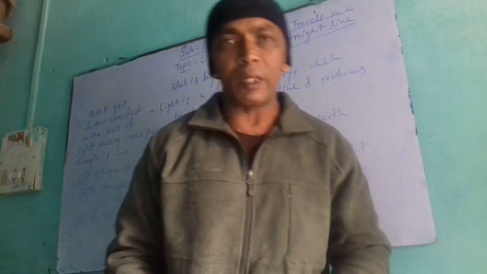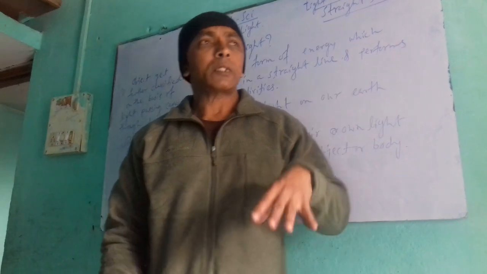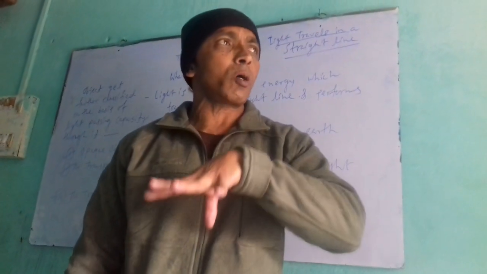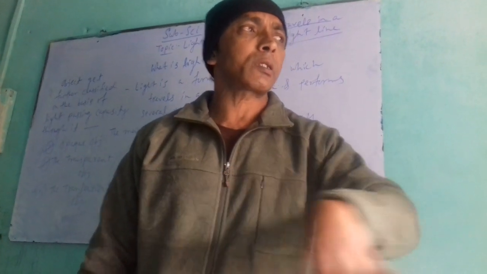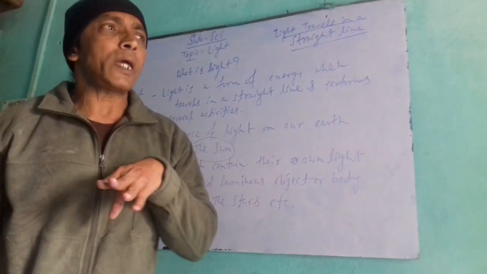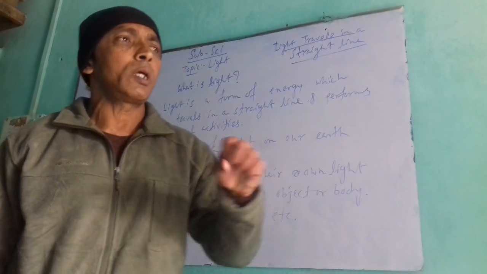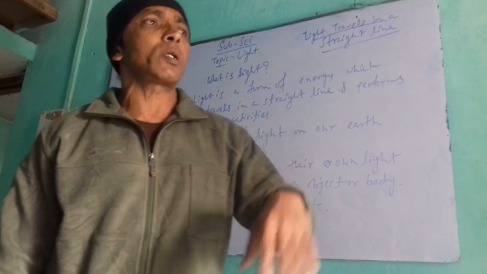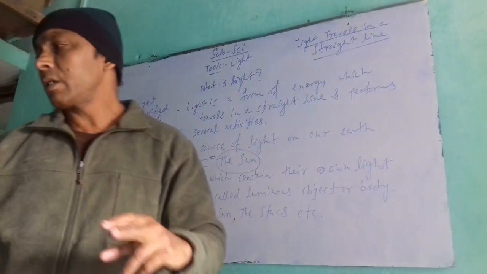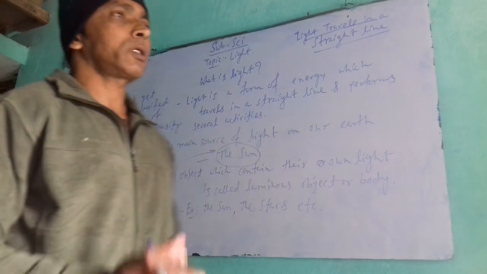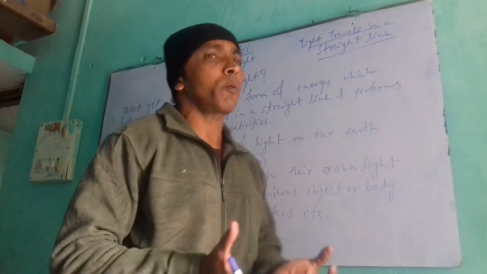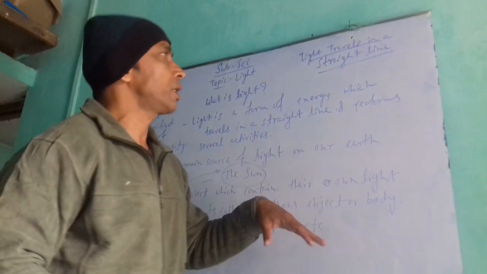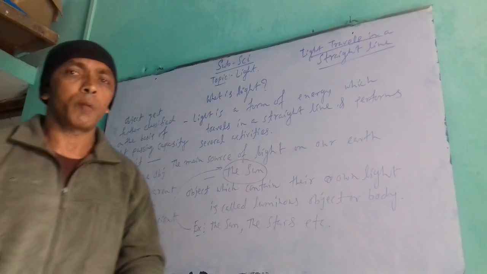So why is it called the rectilinear propagation of light? Because rectilinear means linear. That means the object or an appearance travels in a straight line. That means light travels in a straight line in a smooth way. That's why the light traveling in a straight line is known as rectilinear propagation or rectilinear movement of light. Propagation means the movement.